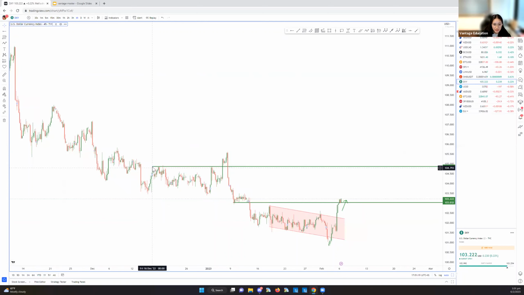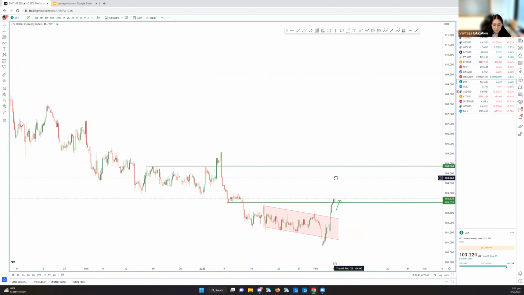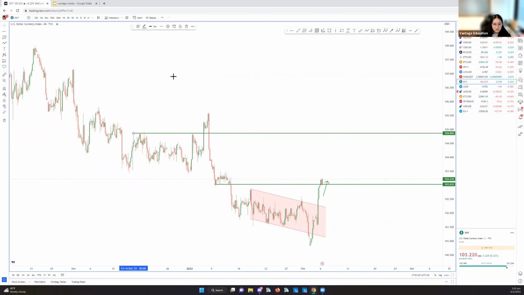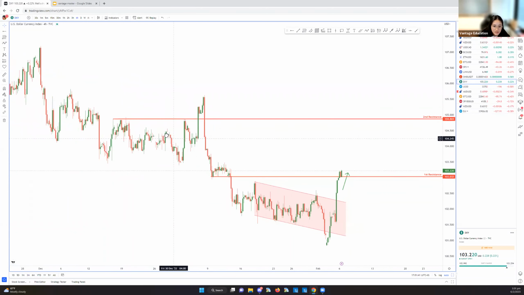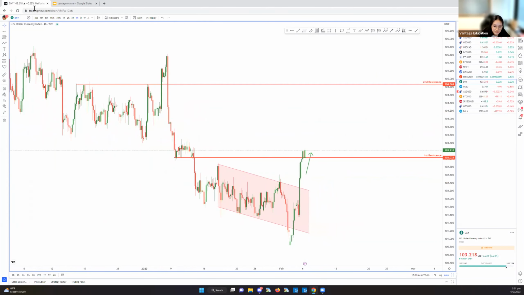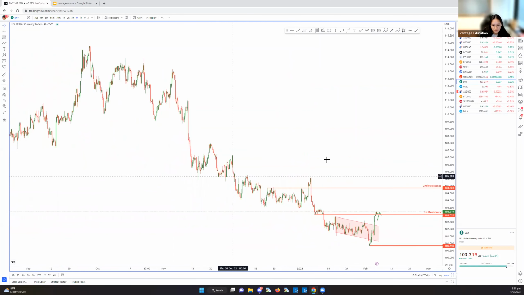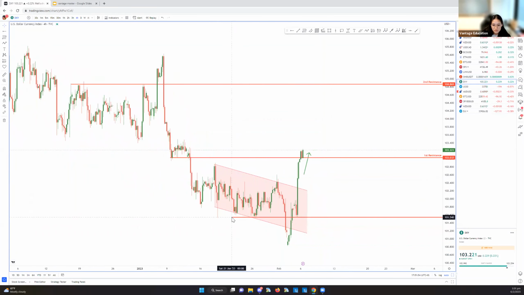Here we have a first resistance. And that resistance level is actually significant because price has tested this level multiple times, and we have a few swing highs in this area. So for swing low, I'll put it over here because it's in line with multiple swing lows and it's also a pullback support level.